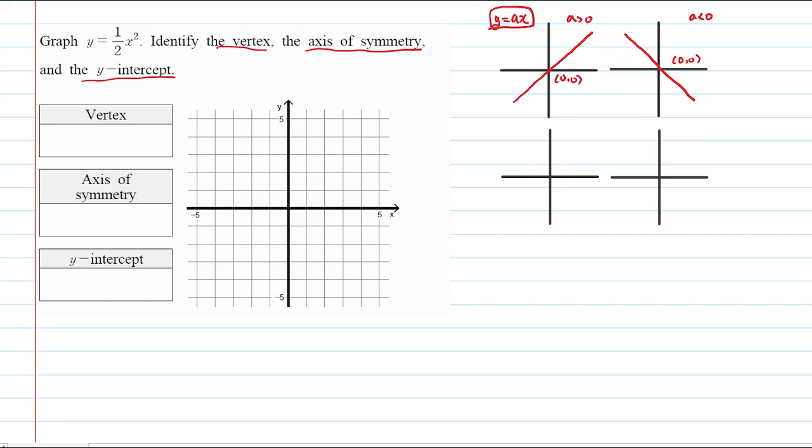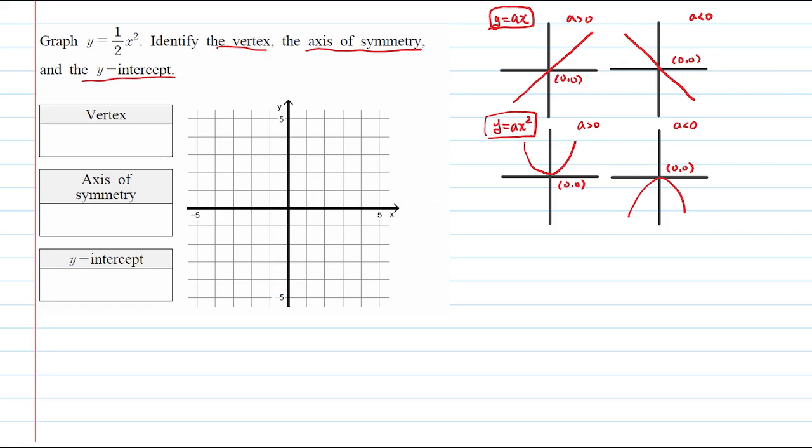All right. Then we have y equals ax squared. When a is greater than 0, it's U-shaped. When a is less than 0, it's an upside down U-shape. They both pass through (0, 0).